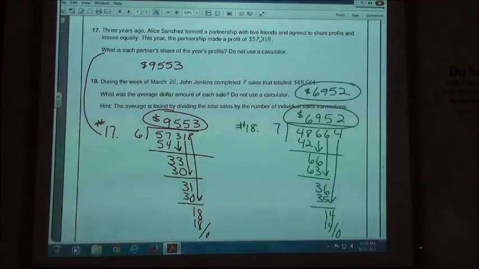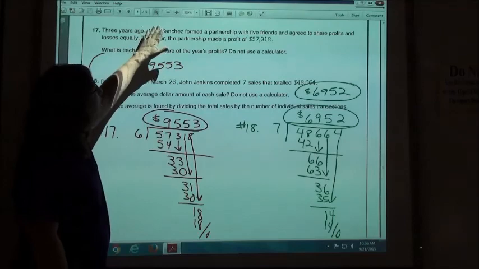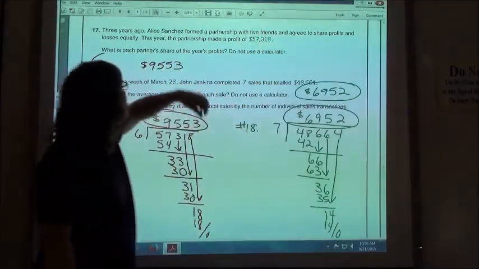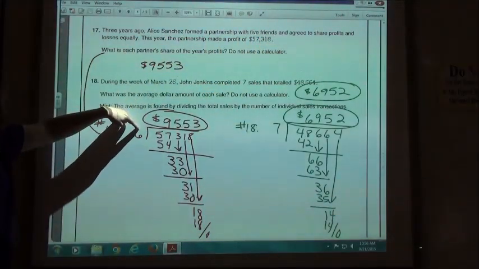So just doing some long division by our whole numbers, just make sure on 17 here we had Alice and her 5 friends that we ended up having to divide by 6 total people.